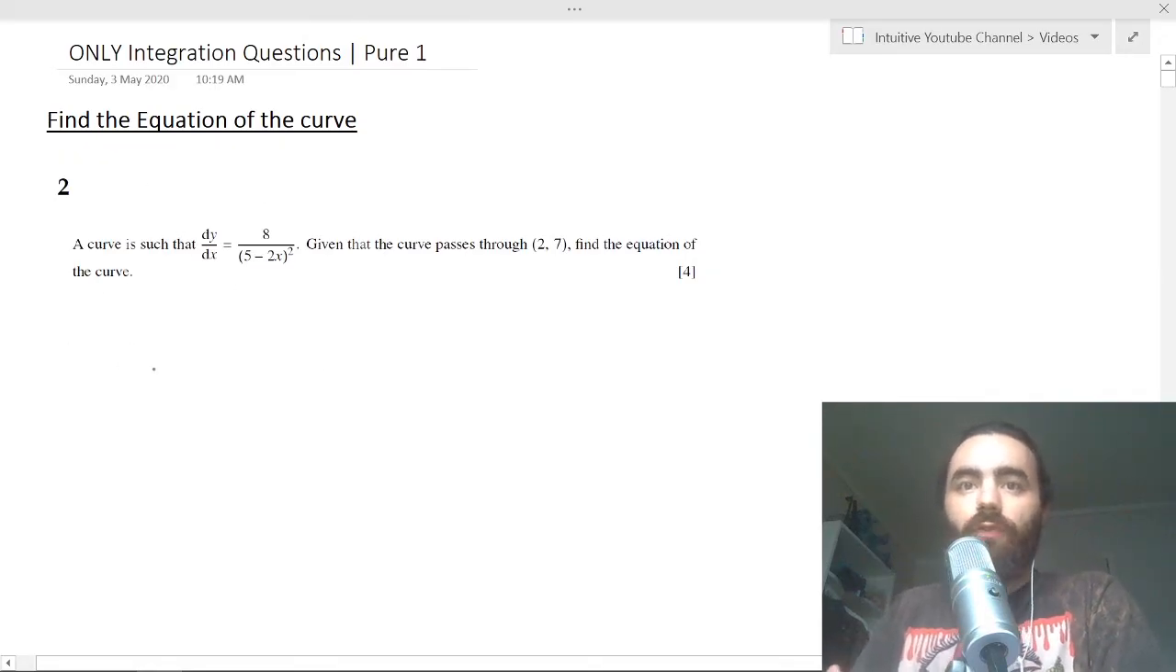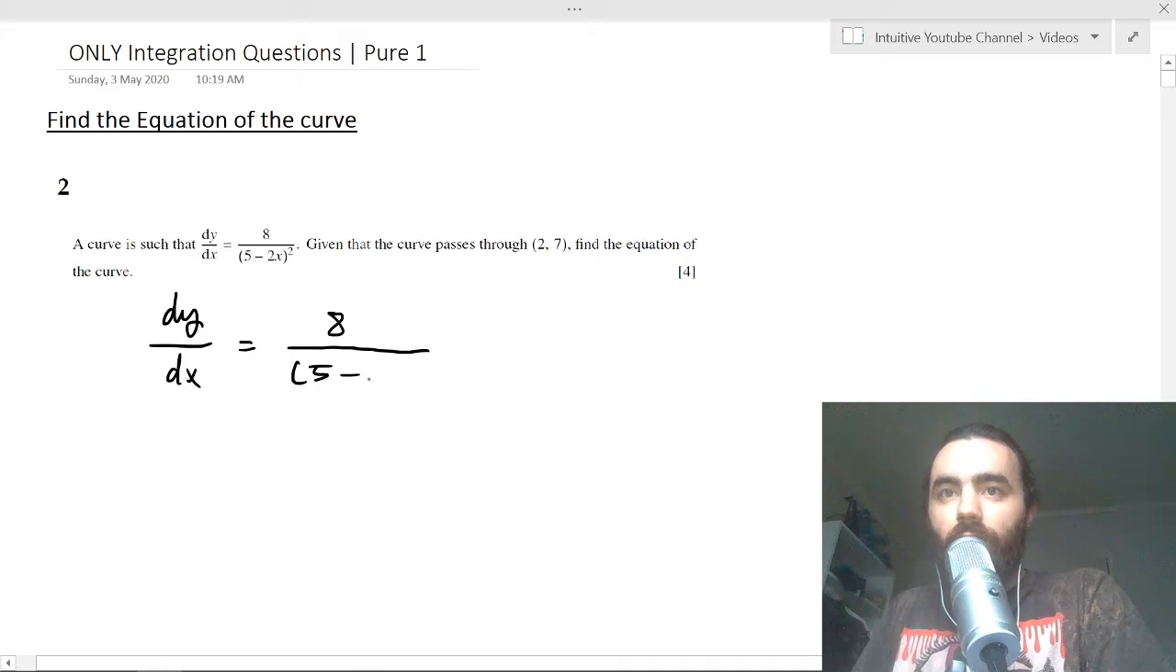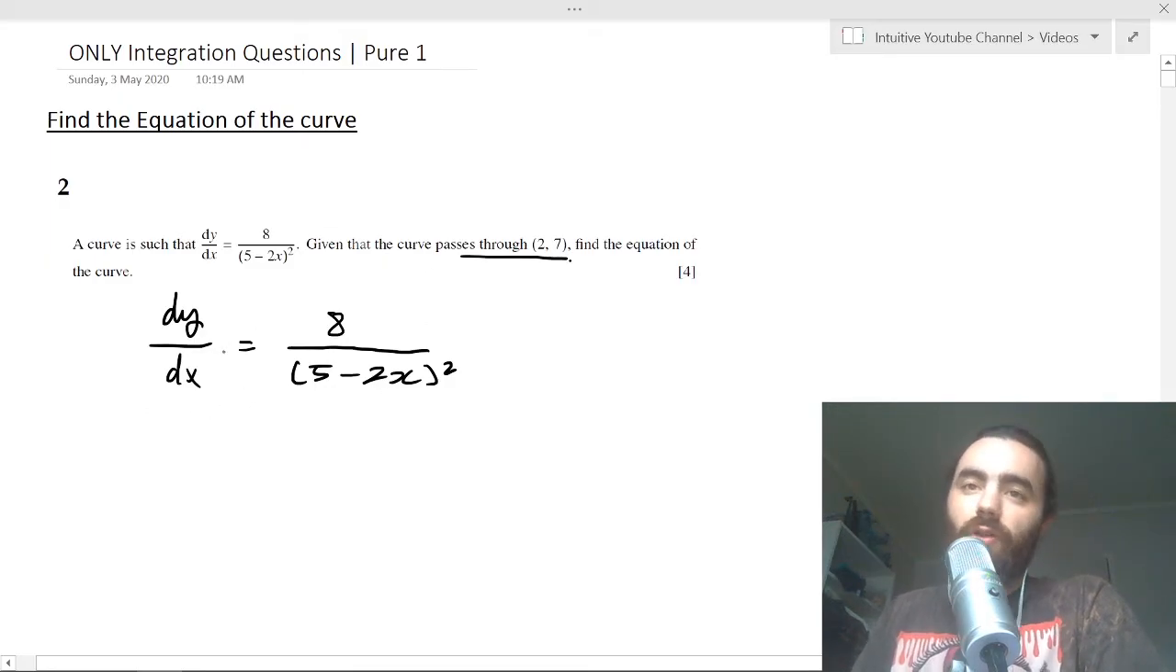So we have a curve here, which I'll just write out. So this is dy by dx equals 8 over (5 minus 2x) squared. And this, given that the curve passes through (2, 7), find the equation of the curve. So we have the derivative of the curve, which is this expression, so we know we're going to have to integrate to get the y.